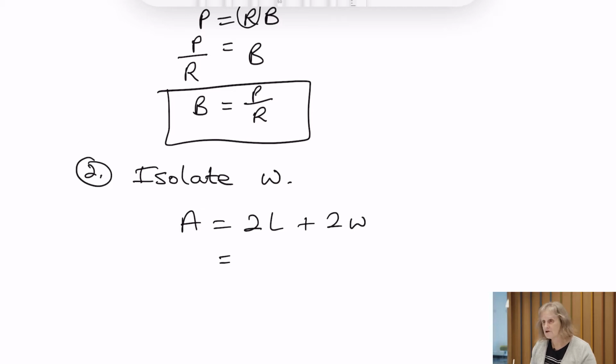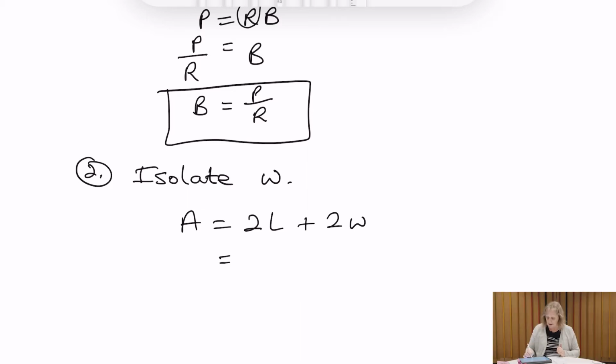The first step is to recognise that 2W is on the right-hand side and we're adding 2L to that. So we're going to take the 2L from the right-hand side over to the left-hand side. We recognise it must be positive because there's no sign, so it's definitely positive. Take it over, so we're going to subtract on the other side. We've got our A and then we subtract the 2L, and that equals our 2W on the right-hand side.